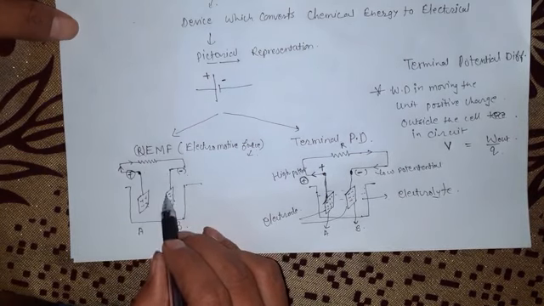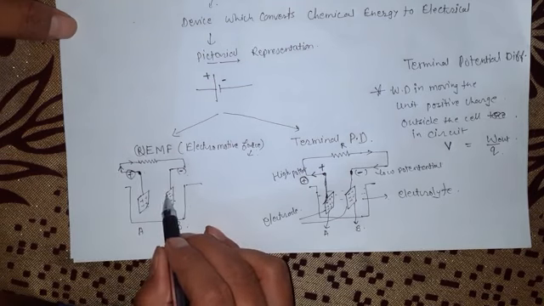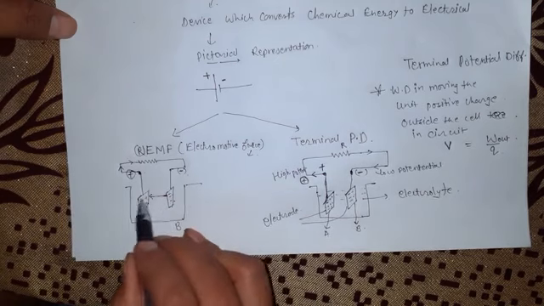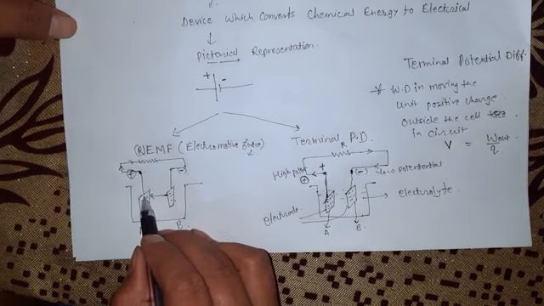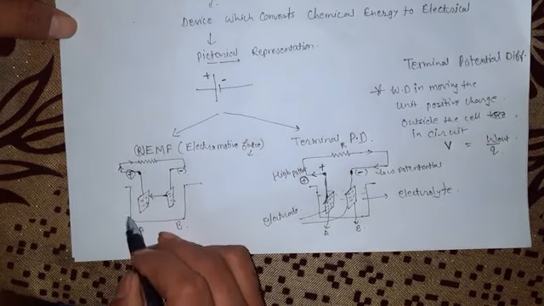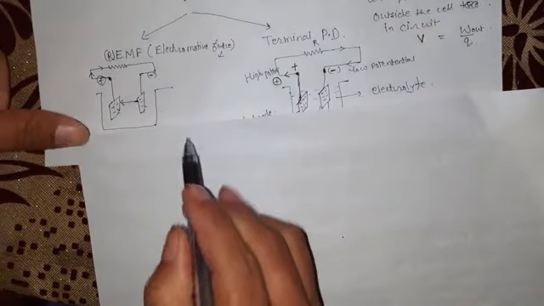But if we are looking over here, inside the cell, this positive charge will travel from the negative plate to the positive plate. So thus over here we are looking at the total work done. How much is the total work done? In this situation we are finding it out.